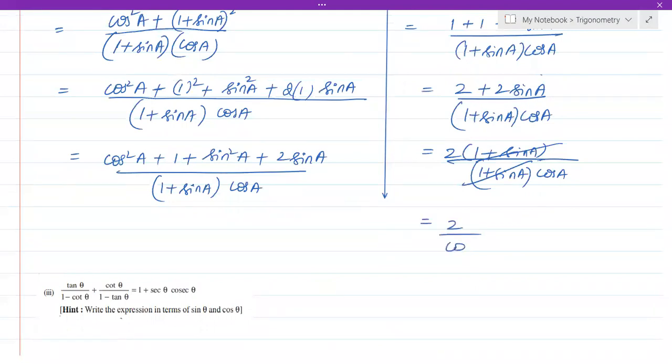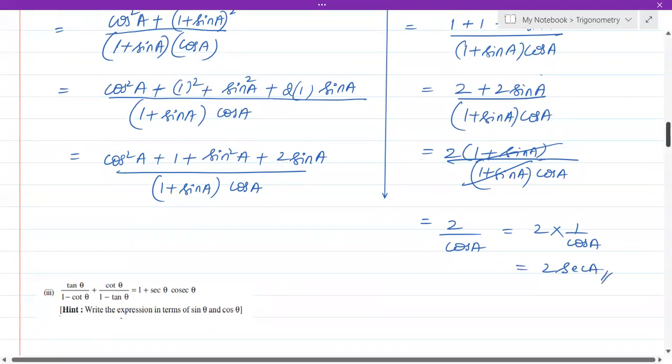2 by cos A. 2 by cos A can actually be written as 2 into 1 by cos A, isn't it? So 2 into 1, 2, cos A as it is. So 2 by cos A can be written as 2 into 1 by cos A. What is 1 by cos A? It is secant A. So we have got our RHS.